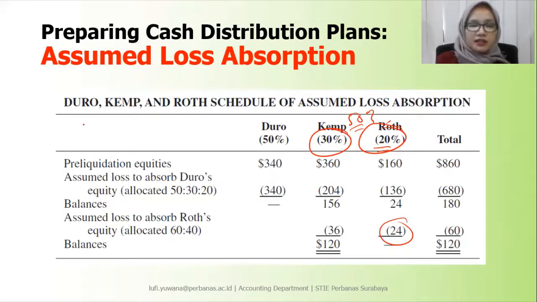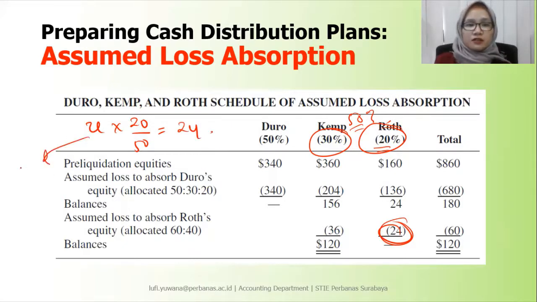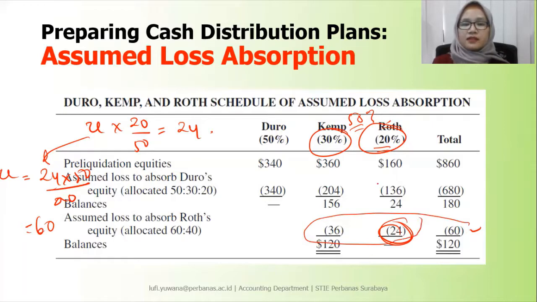So here, the total should be assumed as X, or the amount that we try to find out. So X times 20 divided by 50 equals 24. From here, we can find out what X is. It should be 24 times 50 divided by 20. And the result here is 60, just like we have listed here, 60 as the total of this line. I hope that you are not confused up to this step. So we just found the total amount for this line.